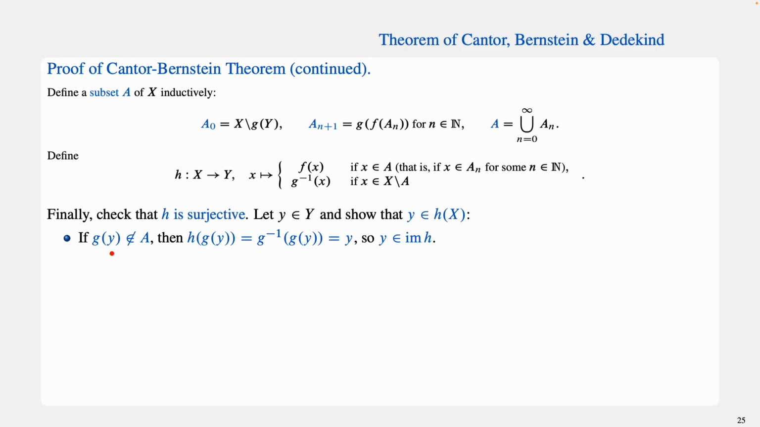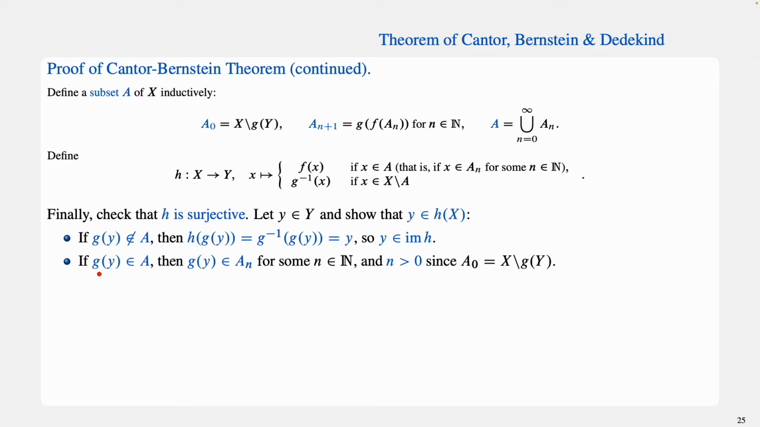So if G of y, which is now an element of the set X, is not in A, then applying H to this, H of G of y, becomes G inverse of G of y by this part of the definition of H here. So here we have x equal to G of y, and if it's not in A, then this part of the definition applies. So G inverse G of y equals y. But this just means that y is contained in the image of H, because G of y gets mapped to y by H. So this case is good.